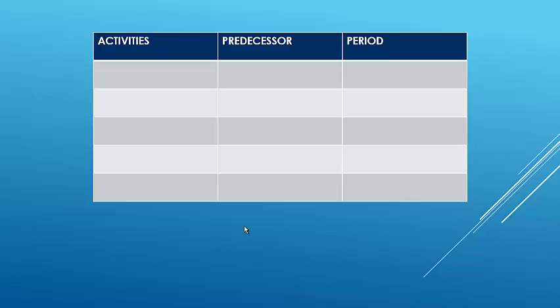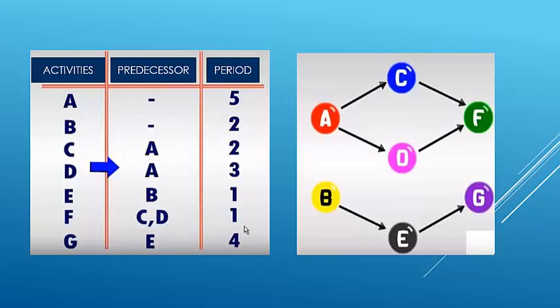about our project. In the first column, we need to write the activities. And the second, the activities that are predecessors of the first activity. The third, the period. The period is the time that is spent doing that activity. Well, for that, I'm going to do one example.